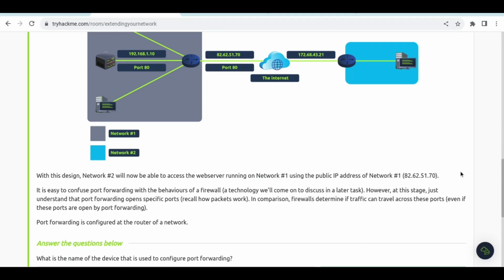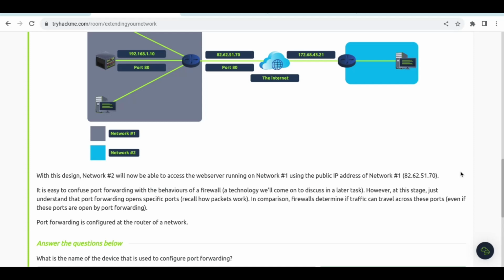It is easy to confuse port forwarding with the behaviors of a firewall, a technology we'll come on to discuss in a later task. However, at this stage, just understand that port forwarding opens specific ports. Recall how packets work. In comparison, a firewall determines if traffic can travel across these ports, even if these ports are opened by port forwarding. Port forwarding is configured at the router of a network.